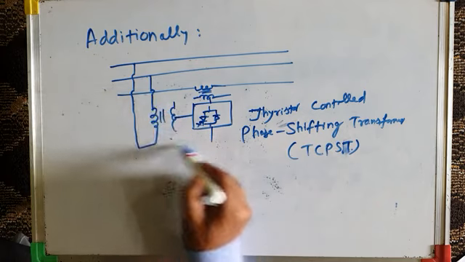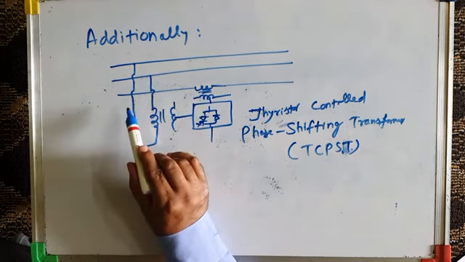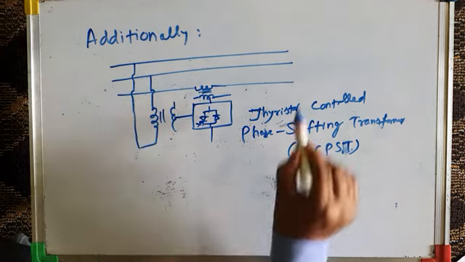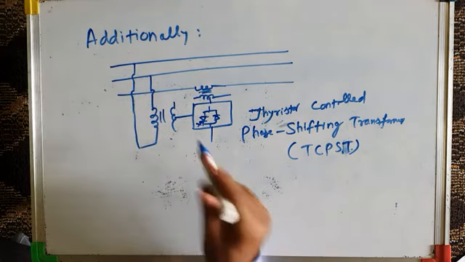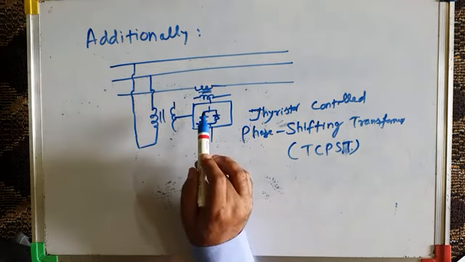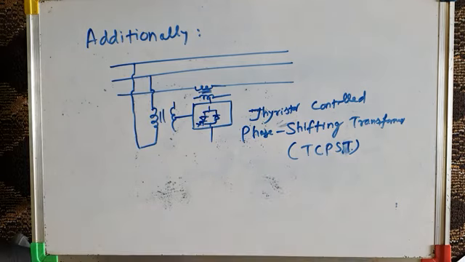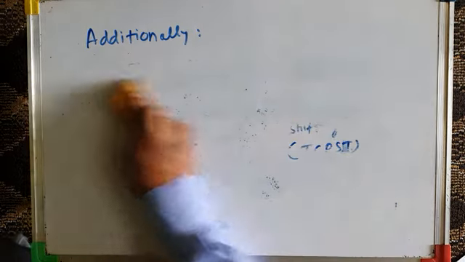With the help of this arrangement, we can change the phase angle of a particular transmission line between the buses, between this sending bus and the receiving bus, and we can control the flow of power. So this is the schematic diagram of Thyristor controlled phase shifting transformer. We will study about it in future.